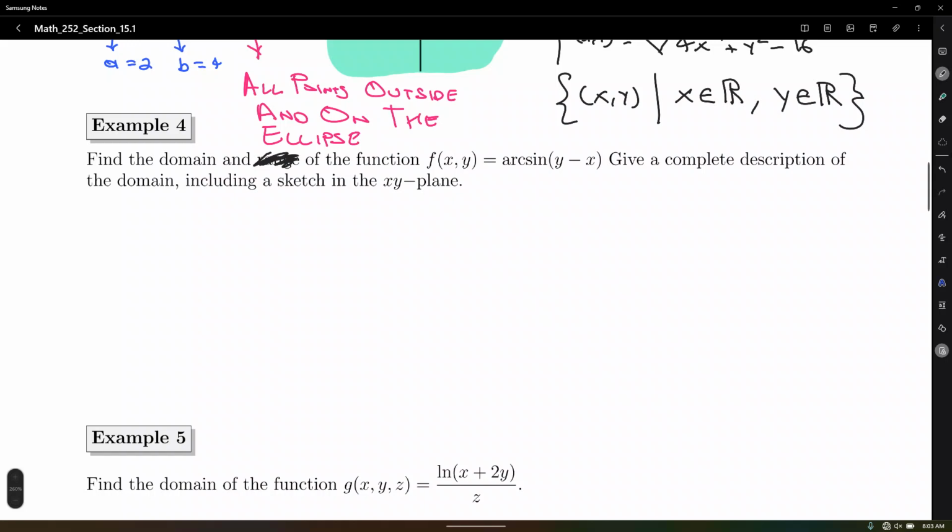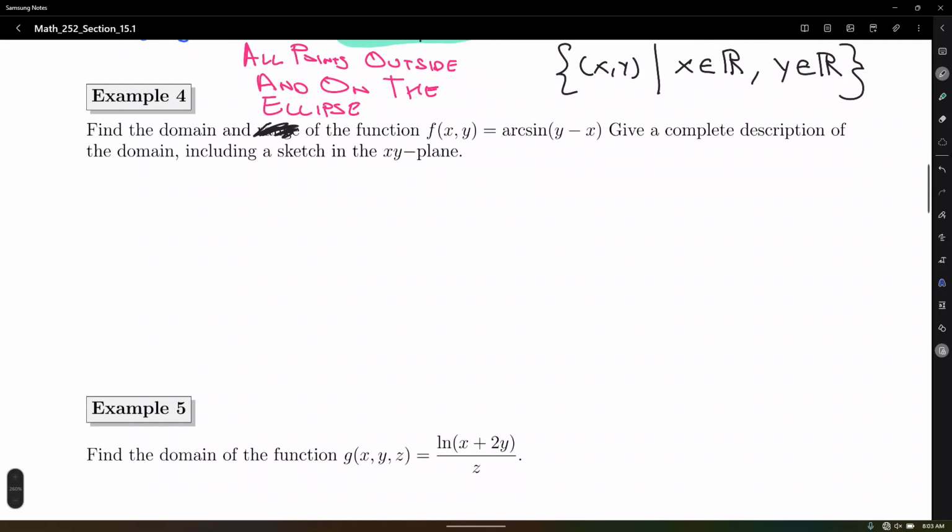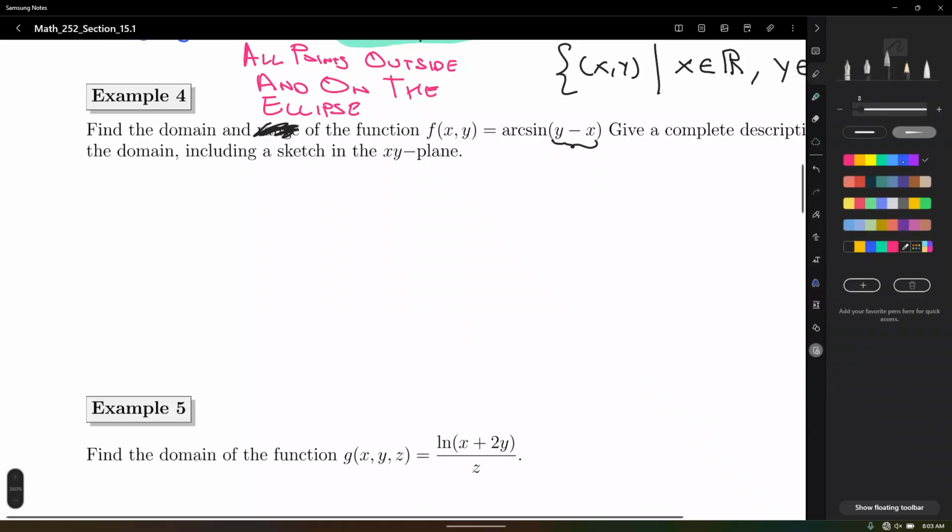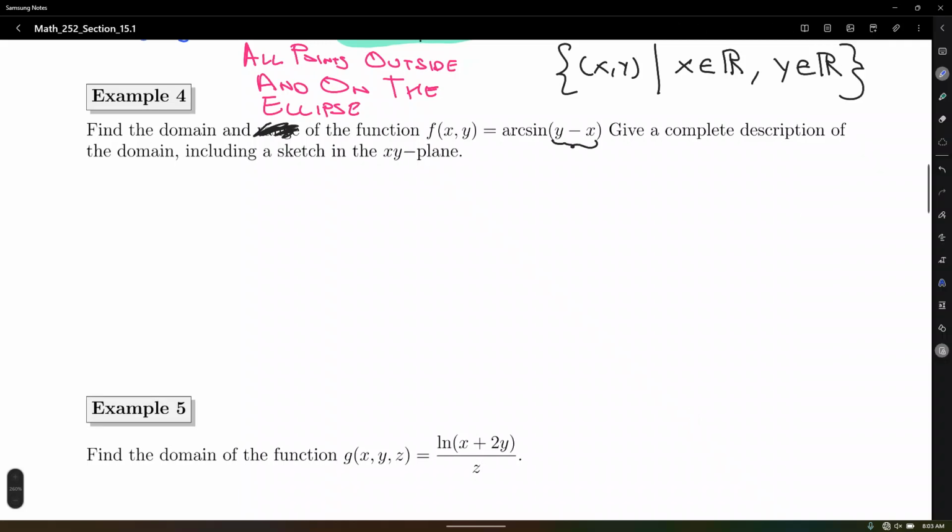All right, so where do we start? Well, in a similar way to how we looked at the radicand in the previous example and set it greater than or equal to 0, for the arc sine function we are going to bound the argument, that is y minus x, between -1 and 1. That means we're going to set y minus x less than or equal to +1 and greater than or equal to -1.